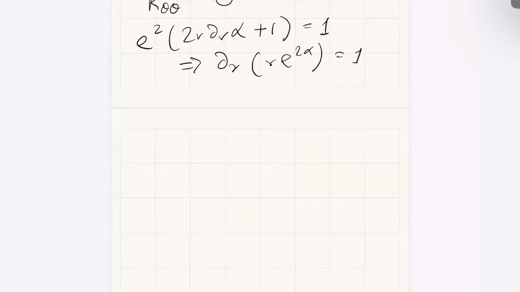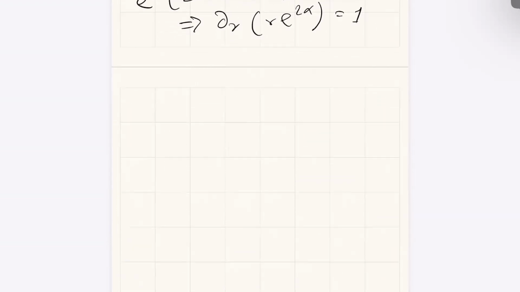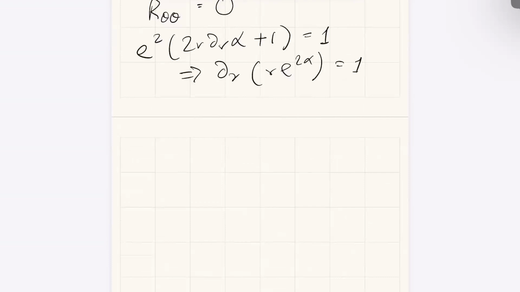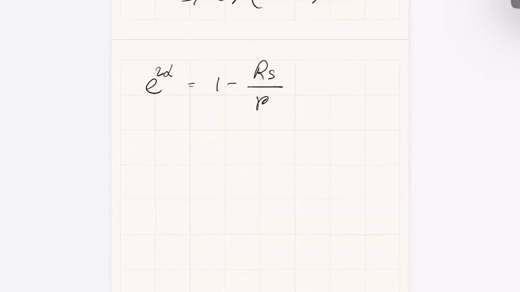Okay, now a lot is done. Now here I have found a whole function inside a total derivative, so in that case I can integrate this expression, right? I can just integrate both sides from here, and integrating both sides should give me an expression for the exponential, which is given by 2 alpha as 1 by rs by r. Okay, and rs is just some constant of integration that I'm getting while I'm integrating this. Now we have to figure out what this rs will be.